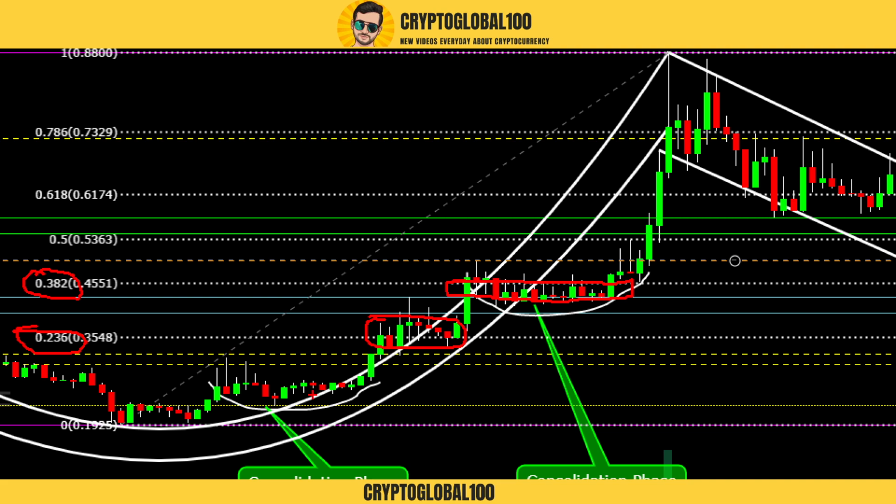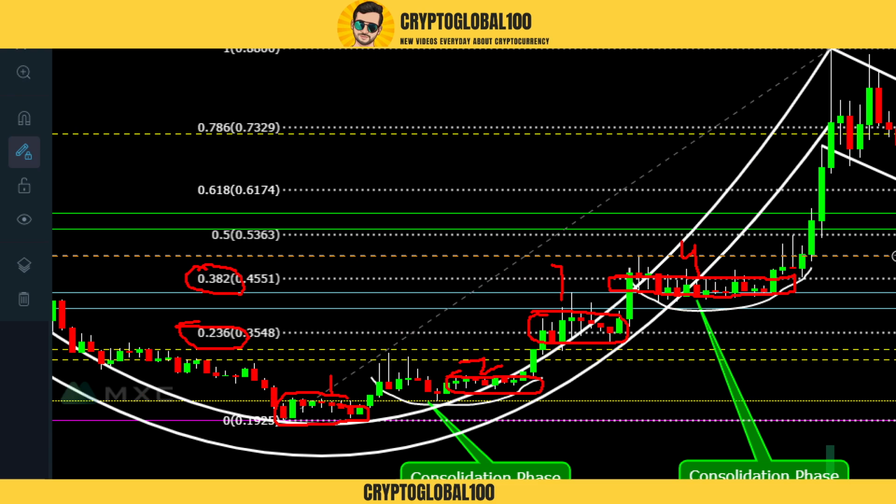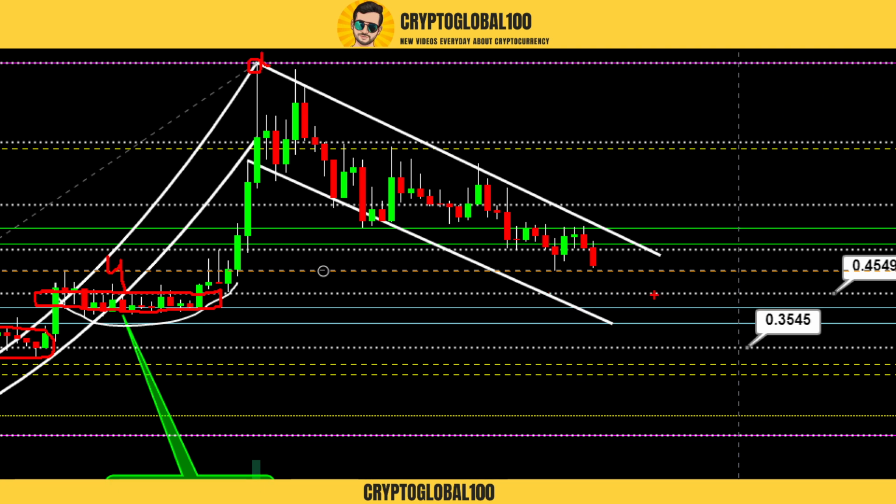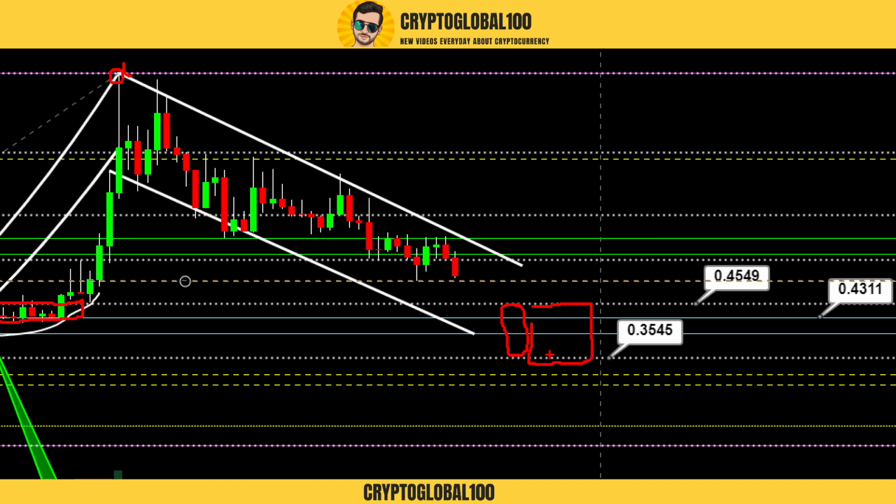You see the patterns, it is also making a ladder pattern. You see consolidation here, then consolidation here, so a lot of consolidations, 1, 2, 3, 4. After that the price went up, making a new swing high, and then it was rejected from this level and the price came down. As I told you guys, I'm expecting the price might come down to this zone, 0.45 to 0.35, in the coming days.